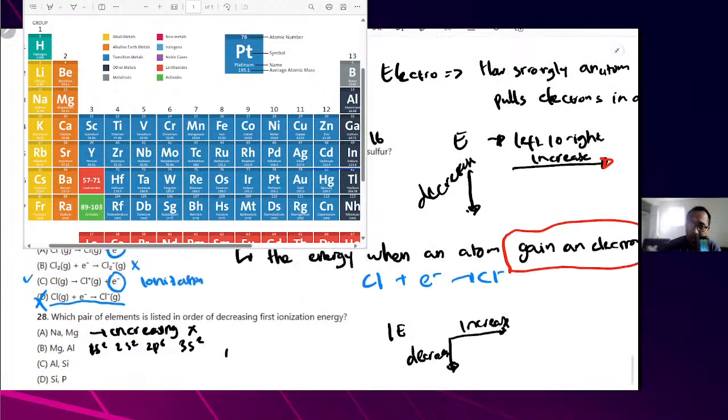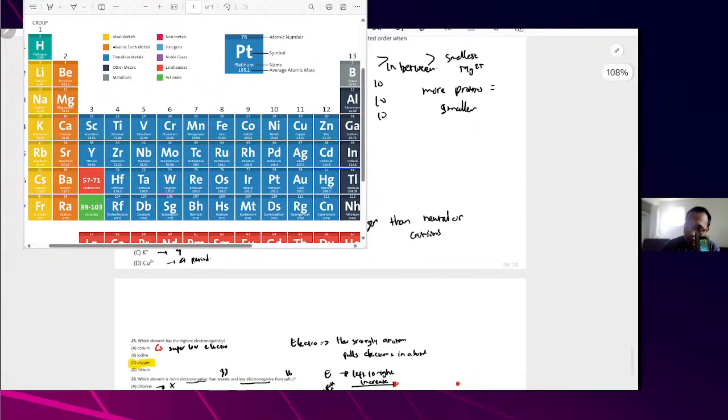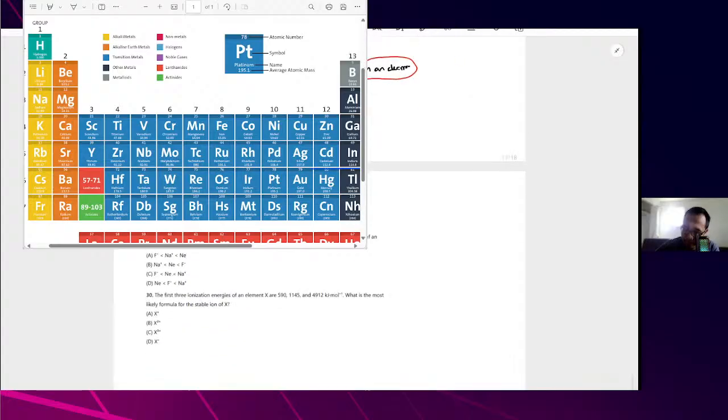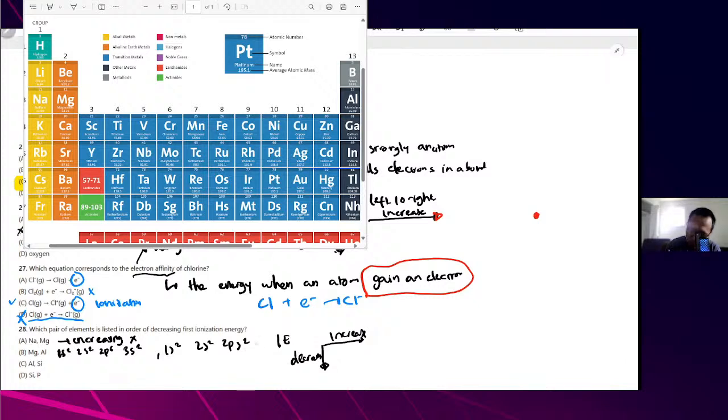However, how about the Al? Al, we need to get one more. 1s2, 2s2, 2p6, 3s2. Let's take a look at 3s2 and then 3p1. The number is, yes, 3p1. Okay, so Mg is actually slightly higher. This one is actually correct. So the answer should be P.